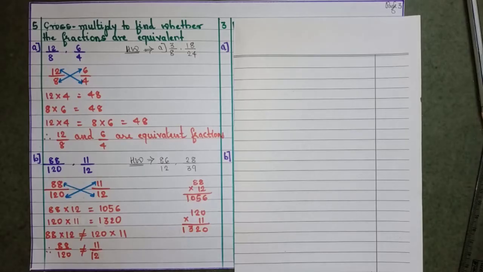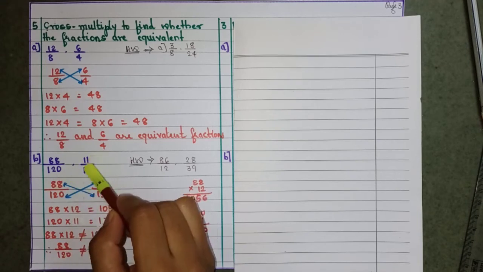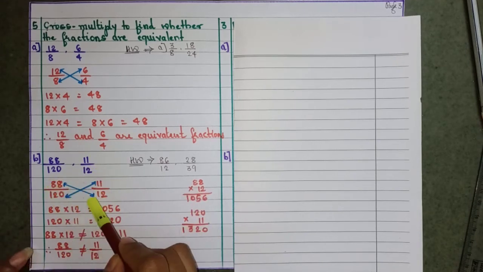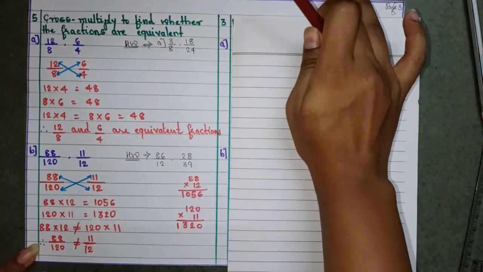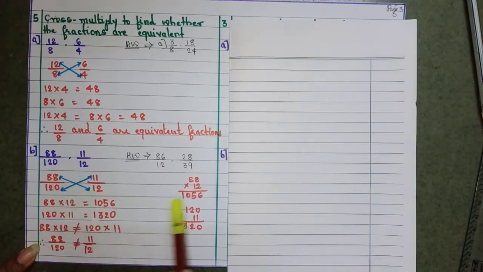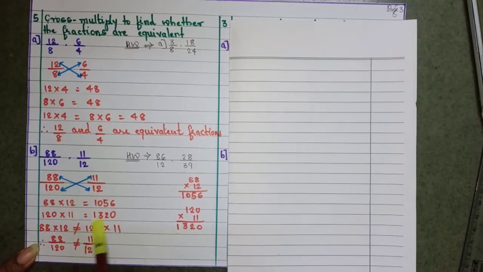Similarly, let's solve the example 88 upon 120 and 11 upon 12. We are going to cross multiply and check whether the cross product is the same or not. If it is not the same, it will not be an equivalent fraction. So the product of 88 into 12 is 1056, which has been written here. And the product of 120 and 11 is 1320, which is written here.